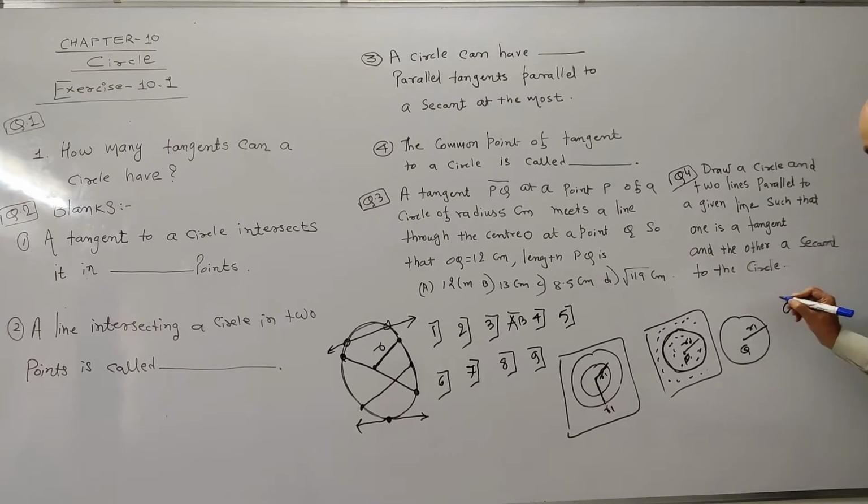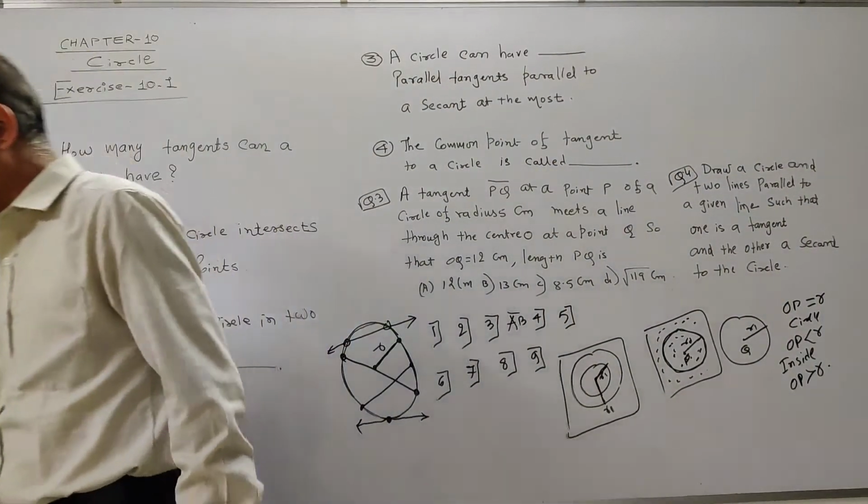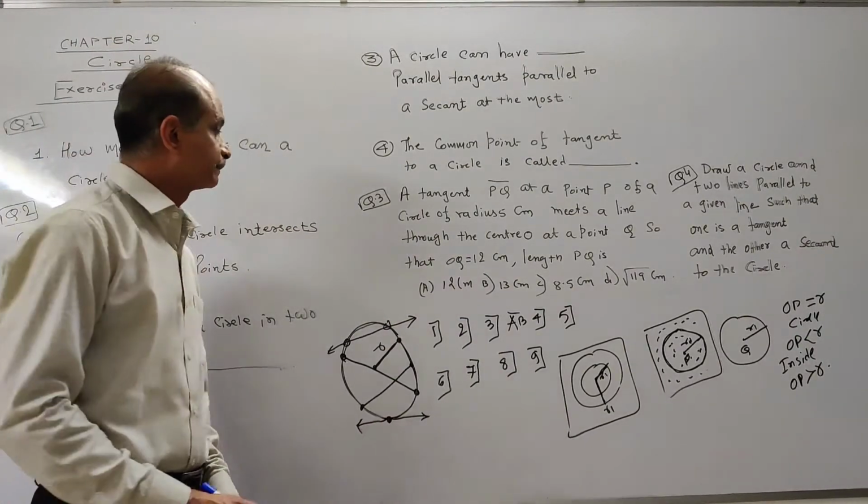If O is the center and P is any point, if OP is equal to R, then it is known as a point on the circle. If OP is less than the radius, then we can say the point is inside the circle. If OP is greater than R, then we can say that the point is in the exterior part of the circle.